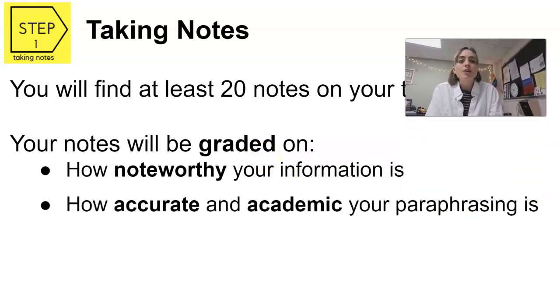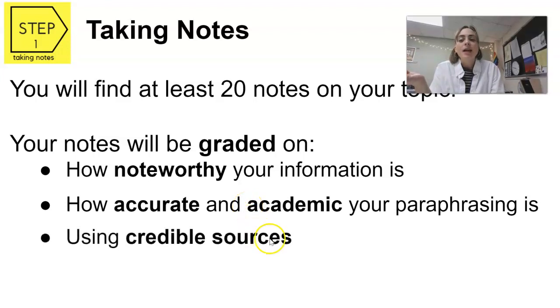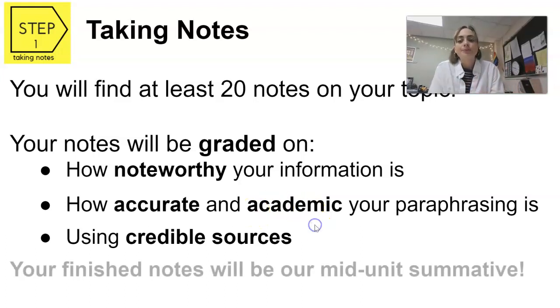The second thing you're going to be graded on in your notes is how accurate and academic your paraphrasing is. We're going to find a bunch of information from the sources, but then we need to put it in our own words. So you'll be graded on how accurate and academic the language is that you use to paraphrase your research. And finally, the third thing is how credible your sources are. If you use the databases that I'm about to show you in this video, your sources will be credible.